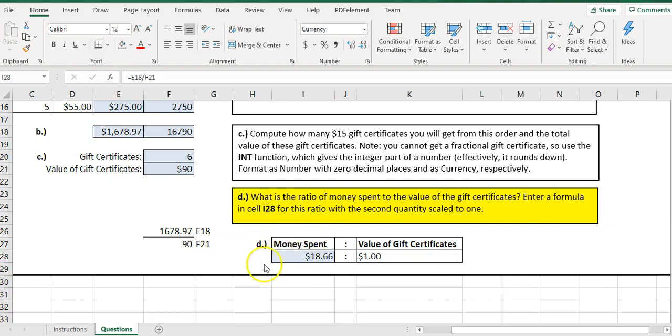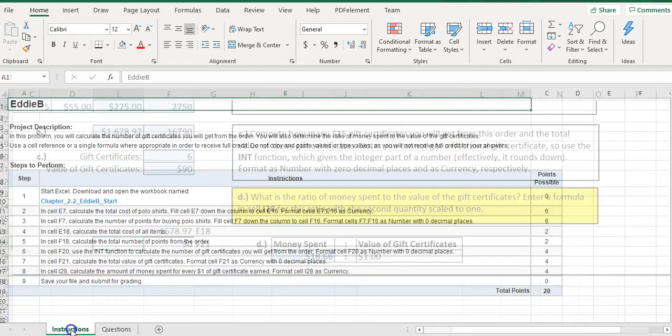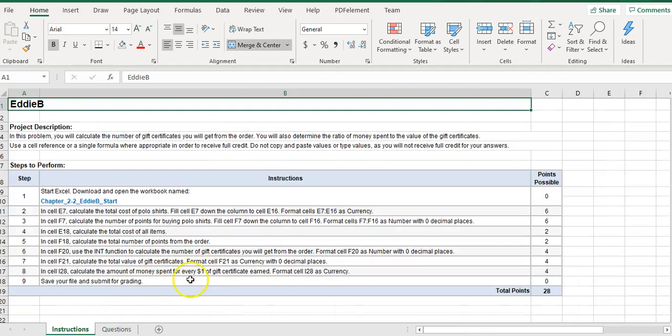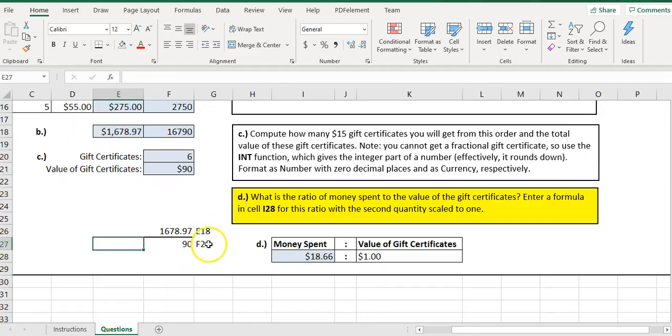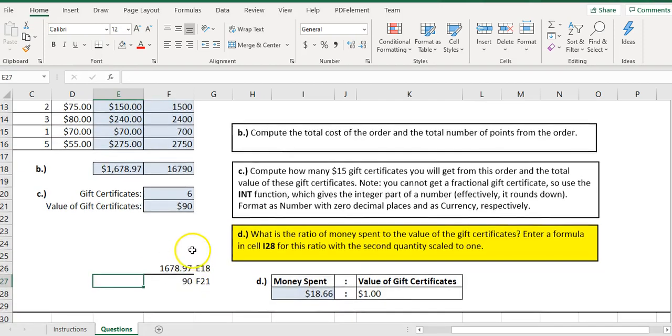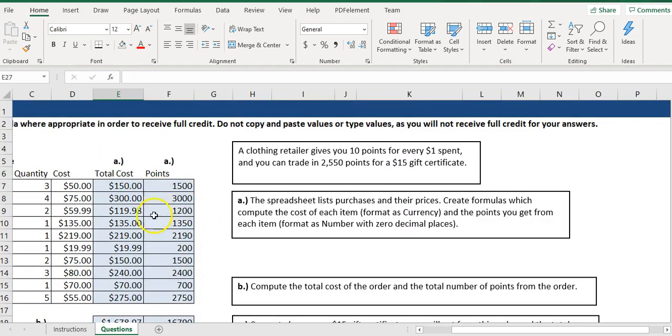Okay, so after doing that, you end up with this ratio, and you have to make sure that you're using formulas, doing division with the E18 and the F21. That's all a ratio is, division. So that's what we're doing. The second portion of that statement, where it says with the second quantity scaled to 1, is basically like setting up a proportion. But we don't need to worry about that, because second quantity scaled to 1 is what we ended up doing when we divided those two things. So I hope this helps. Look this over and make sure that you're using cell references and formulas, and make sure you're checking your formatting carefully.